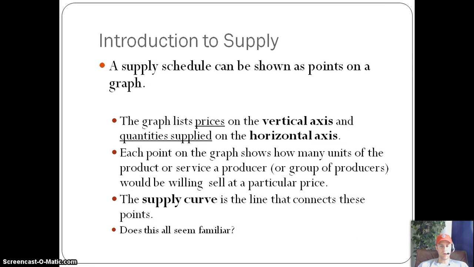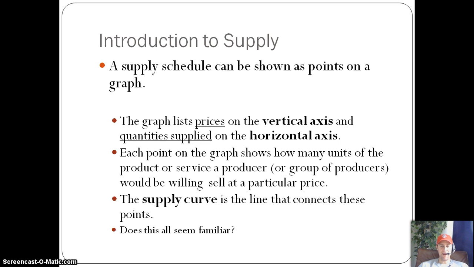This can also be shown as points on a graph. The graph will have prices on the vertical axis and quantities supplied on the horizontal axis. Each point on the graph shows how many units of the product or service each producer or group of producers would sell at that particular price. The supply curve is the line that connects these points on the graph. Does this seem familiar? It should. It's pretty much the same.